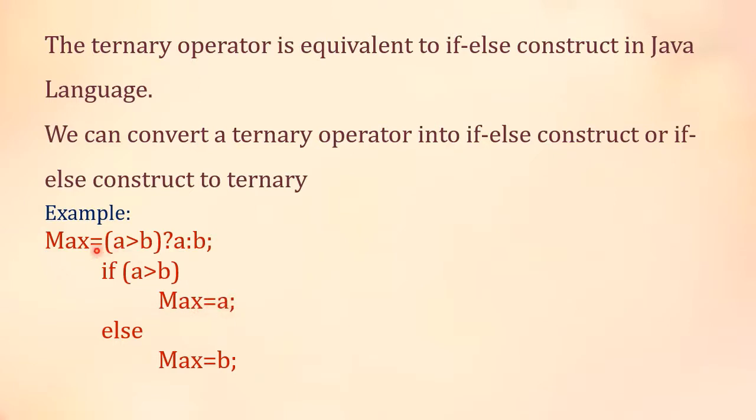If this becomes false, what happens in the ternary statement? Max will be assigned B. So here we have to write in the else part: max is equal to B. Here I am showing the conversion of a statement using the ternary operator into an if-else construct. In the if-else construct, we write the test expression here. If this expression is true, we write one statement. If this test expression is false, we write the else part here. This is about the conversion.